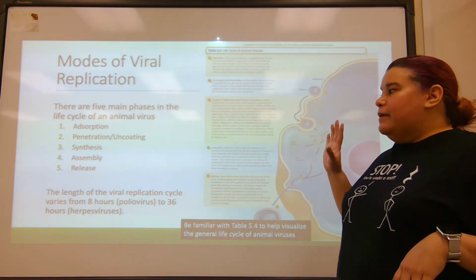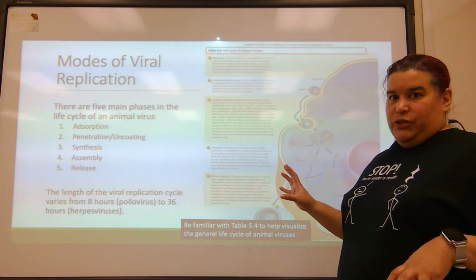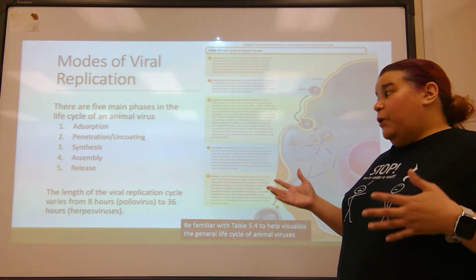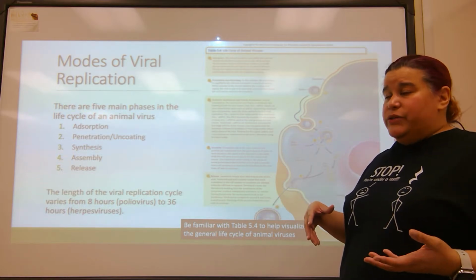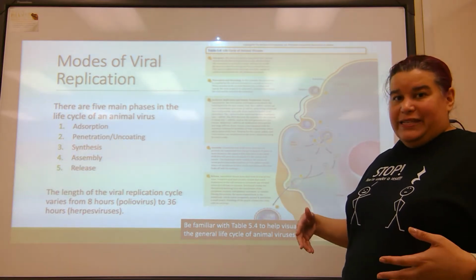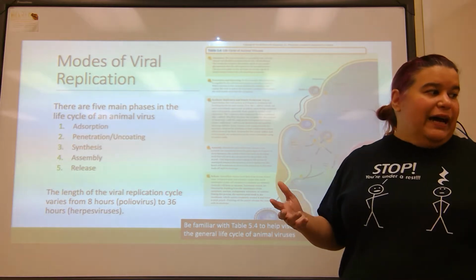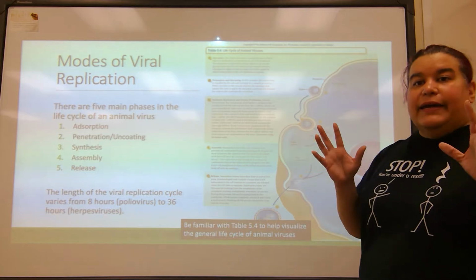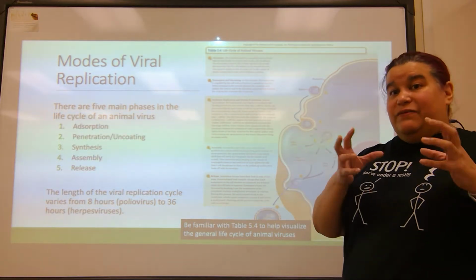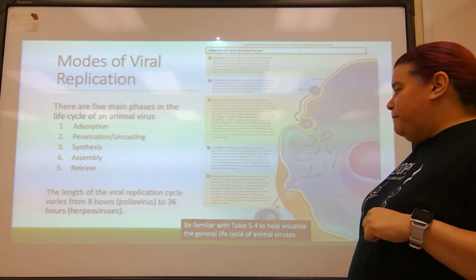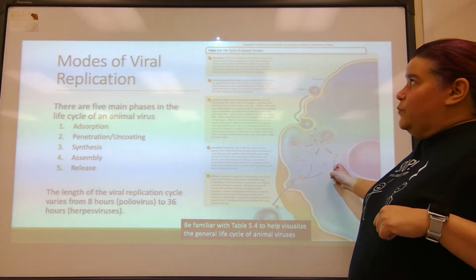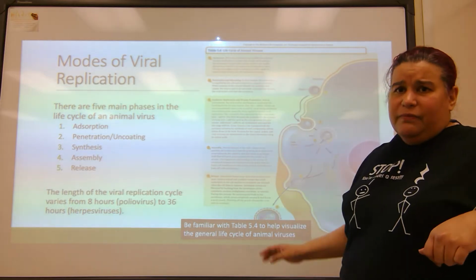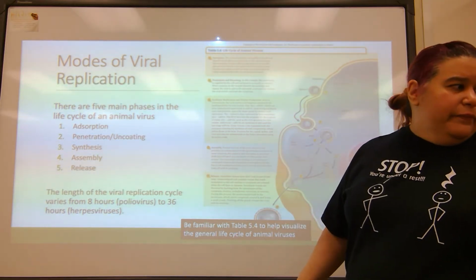The length of the viral replication cycle, how long it takes, varies. Poliovirus takes about 8 hours, whereas herpes virus takes about 36. So it really does depend on which one you're talking about. Again, you have to get to the specifics of this virus does that. Okay. This is what we're going to talk about: those 5 steps, in a greater amount of detail.